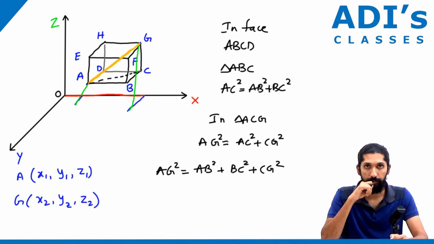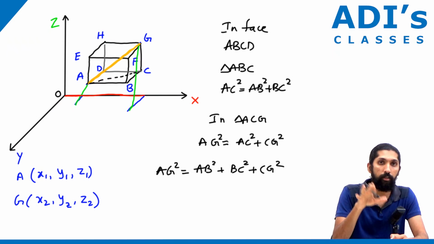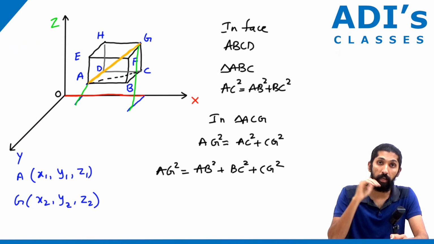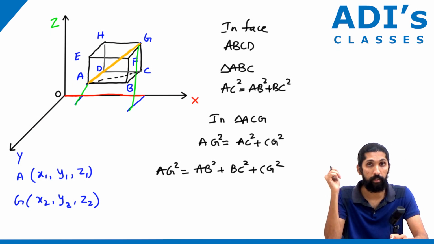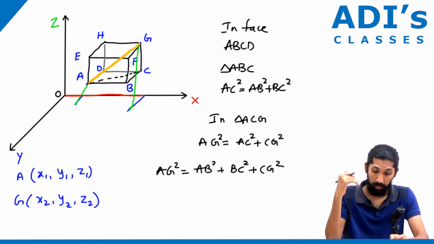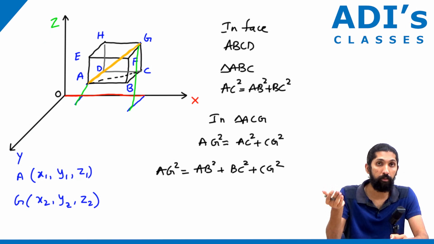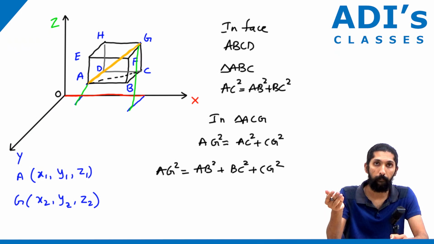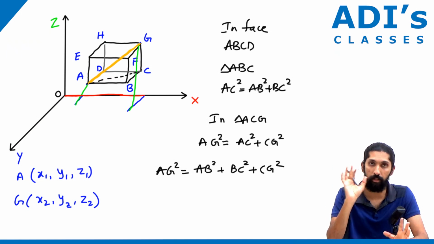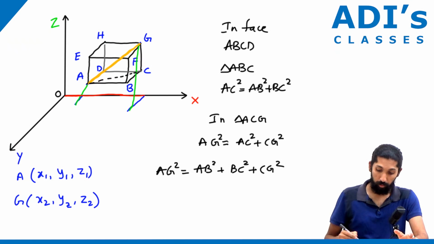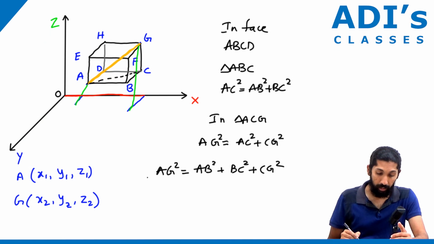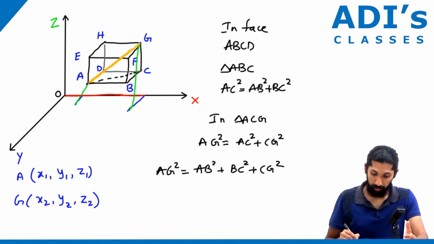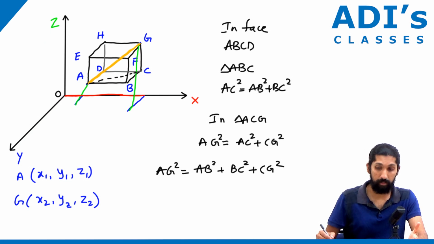We have this, correct? According to coordinate geometry, what will be AB? So, AB is going to give us x2 minus x1, correct? And BC is going to give us y2 minus y1. CG is going to give us z2 minus z1. Normal coordinate geometry, nothing else. So what we are going to have now, AG square is the distance, isn't it? So the distance D or D square in this case.